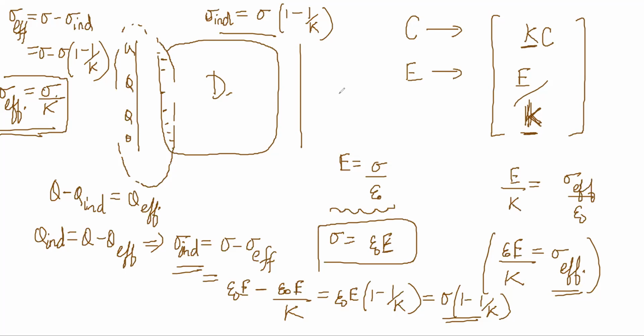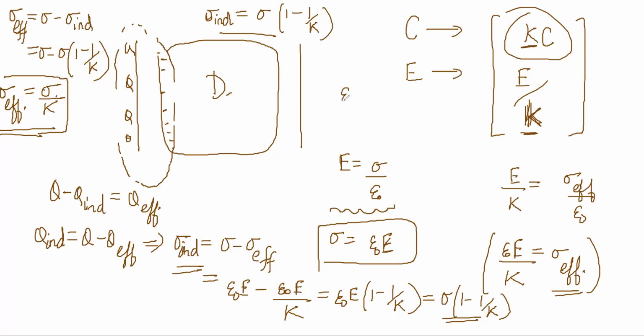So if you have still connected it to the same potential, then more charge can be stored now, right? Because capacitance has increased. If the voltage is same and you have increased the capacitance by K times, you can store more charge, right? Correct.